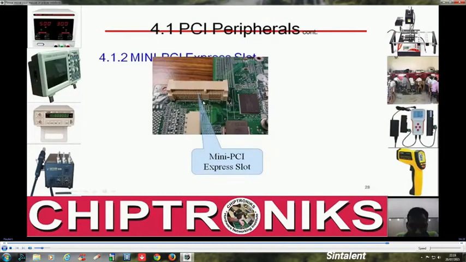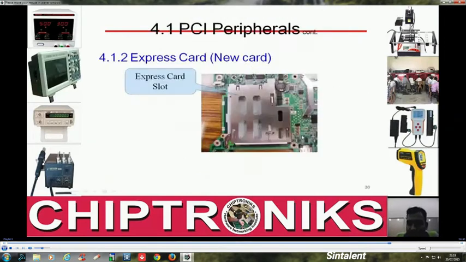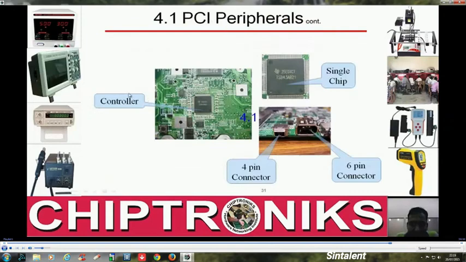At pin number 22 we will get 3.3 volt. I will explain from where it's coming, and this is a very important diagnostic point. This is the controller and these are the slots. This is the Express card slot, and these are different kinds of connectors.